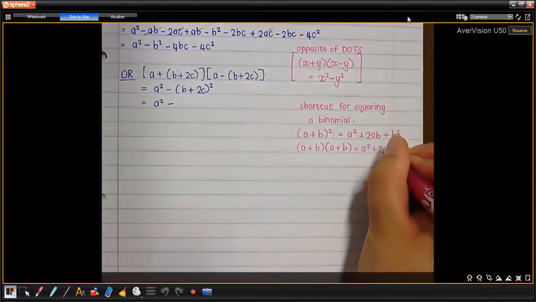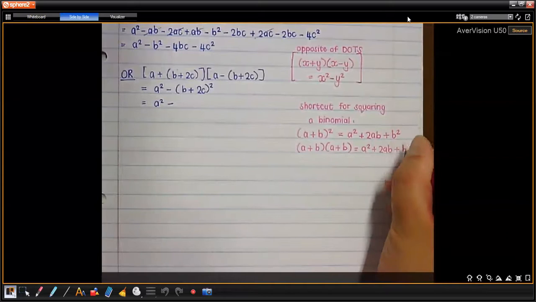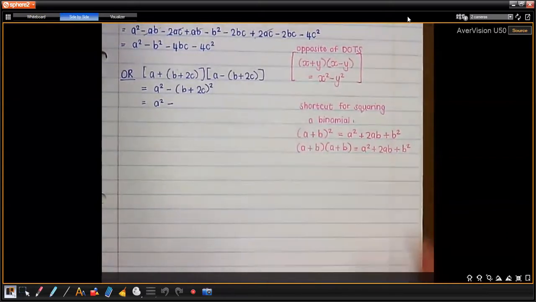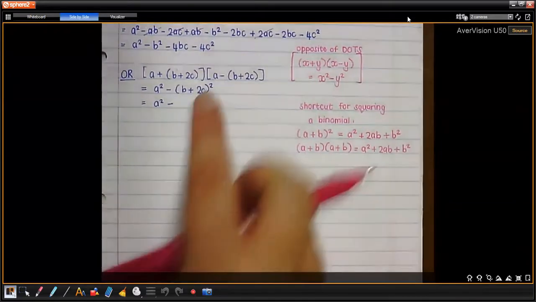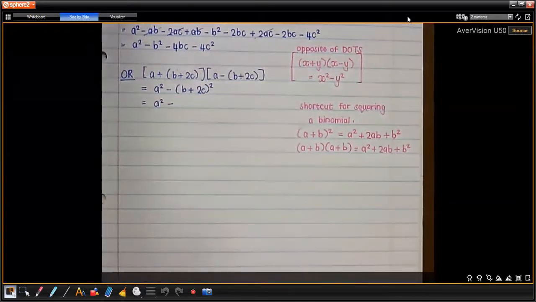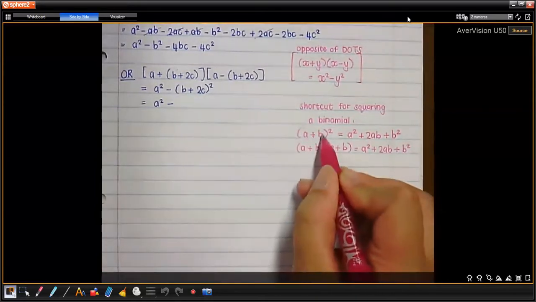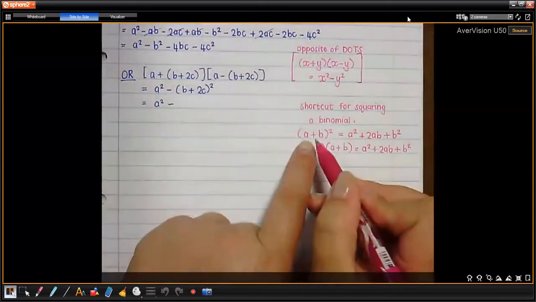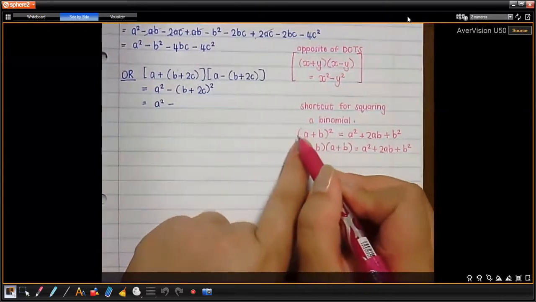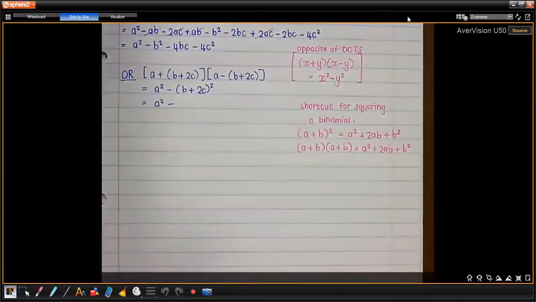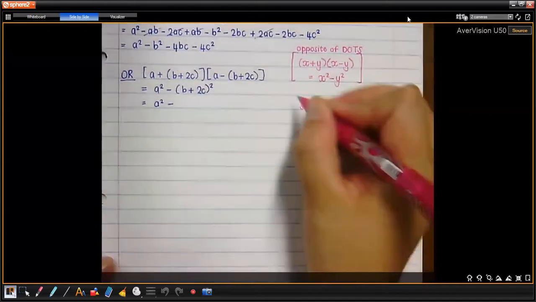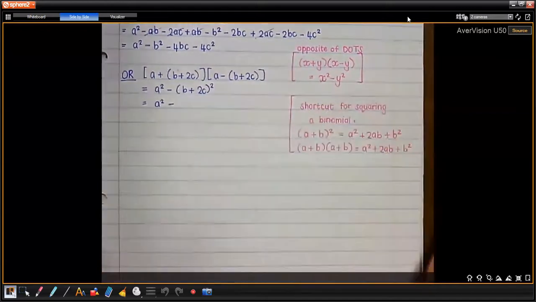No, it works if it's negative as well. So if there's a minus in between, the only thing that's going to change is that this middle term will be negative. It's not going to come up here, but I'm sure it will come up at some point today. So if this was a minus b, then you'll say positive a times negative b is negative ab, and double that. So the same shortcut still applies. That's another little side note there.